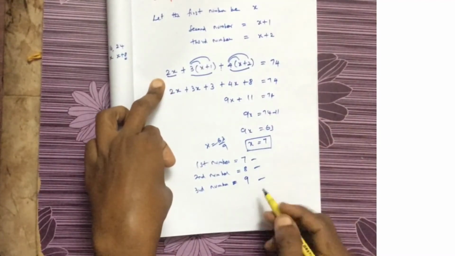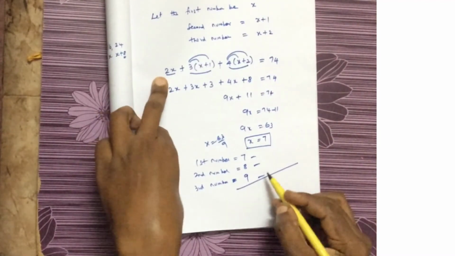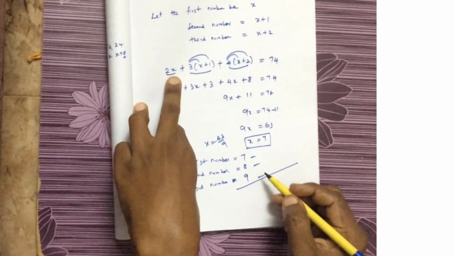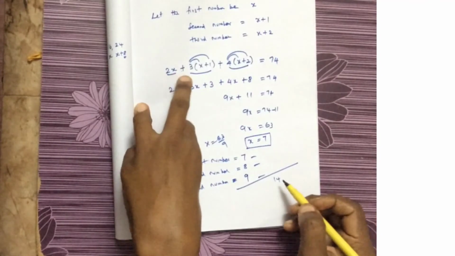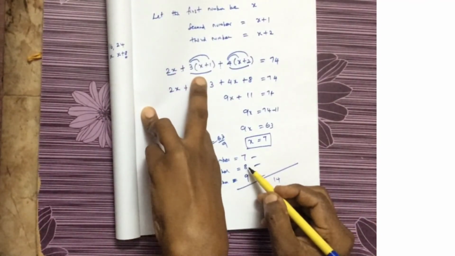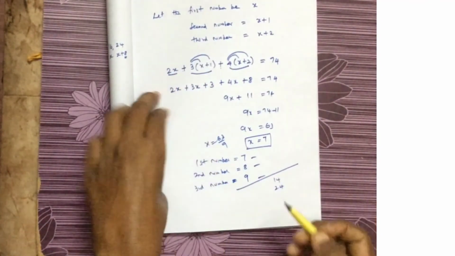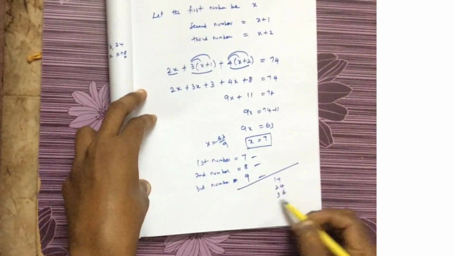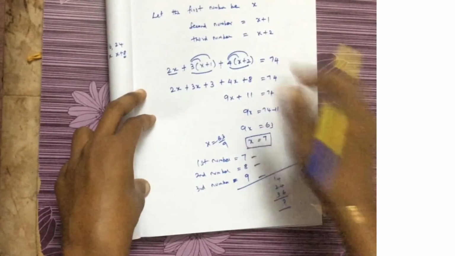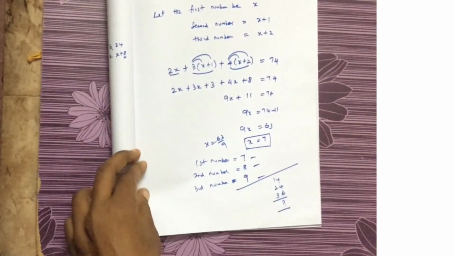Okay, if you want you can check this. How to check this? The first number is multiplied by 2, that is 7 multiplied by 2, 14. The second number is 8 multiplied by 3, 24. And the third number is multiplied by 4, 9 fours are 36. You check what the total is; it should come as 74. Then your problem is correct.